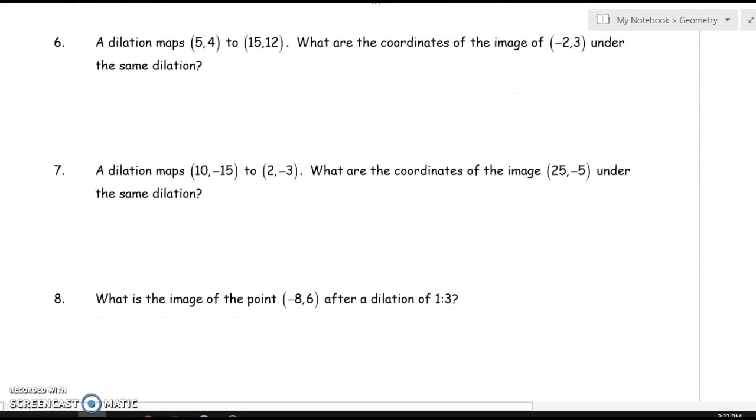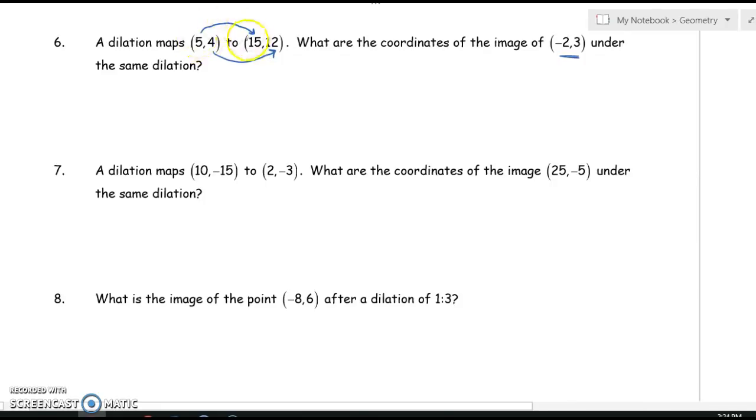Okay. For number 6, dilation maps 5, 4 to 15, 12. All right, so we got to figure out what the scale factor is, and then we'll apply it to this point, -2, 3. If you look at 5, 4 to 15, 12, we're going from a 5 to a 15. We're going from a 4 to a 12. You have to figure out what you're multiplying by. It's always going to be multiplied by something. You have to figure out what you're multiplying by to get to that new number.